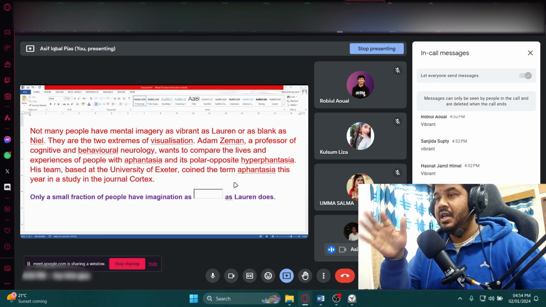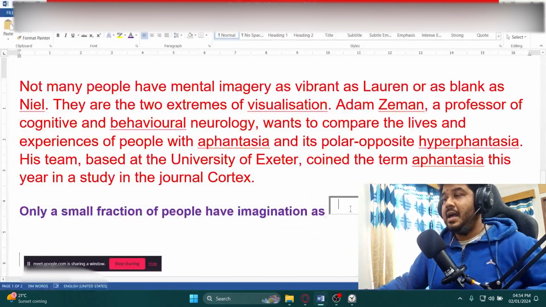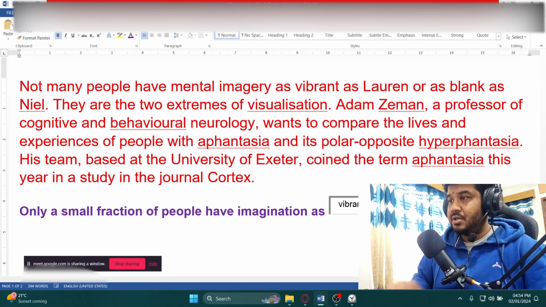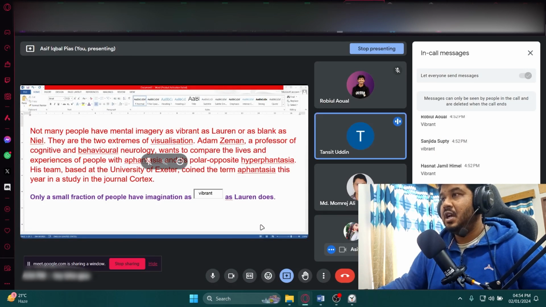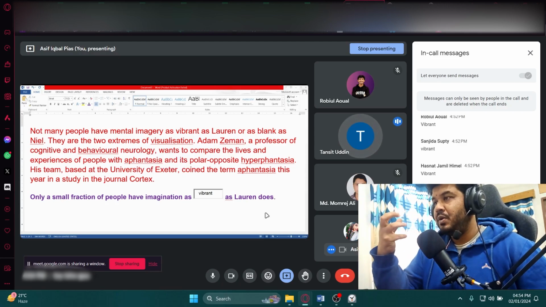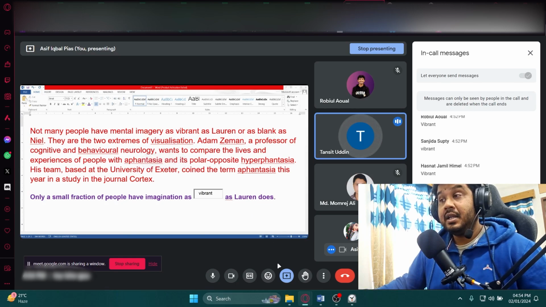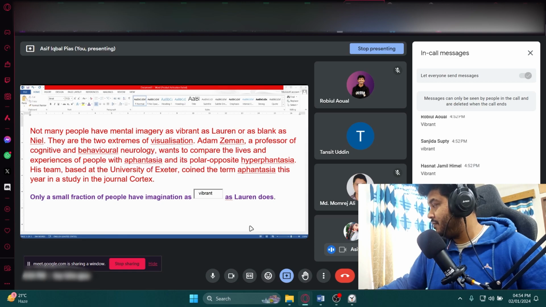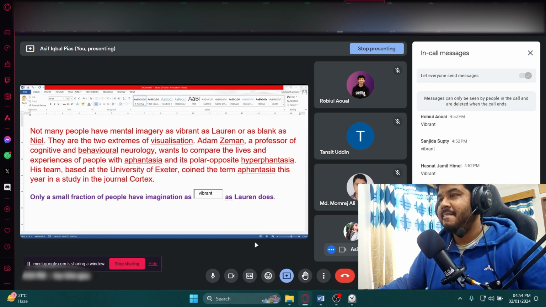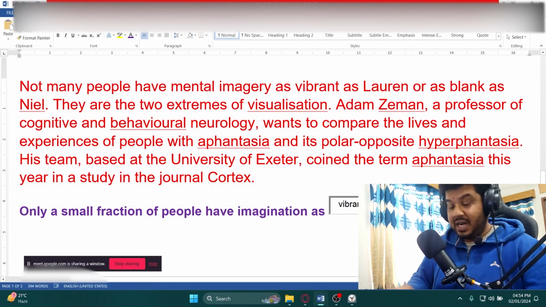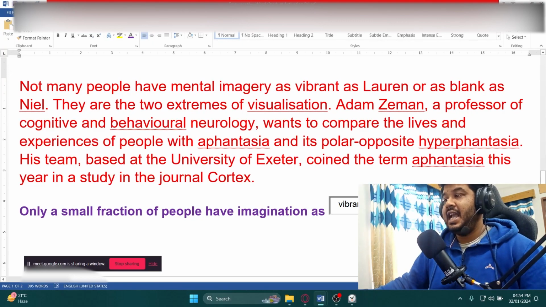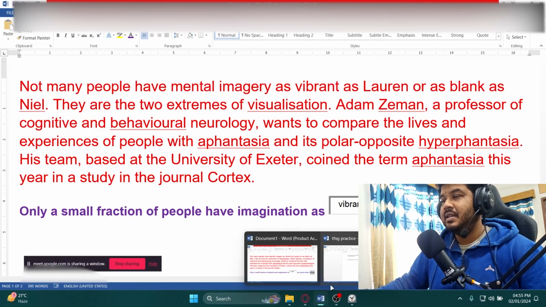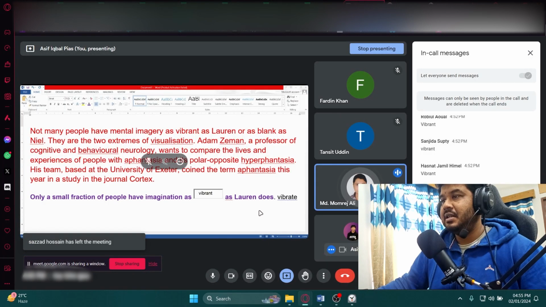Right? So Lauren has vibrant imagination. Vibrant means very colorful, the color pops out, very colorful, clear, contrasting. Now, the way a phone vibrates, is that the same word? I don't think so. Our phone vibrates. The word is vibrate, from vibration: vibrate, vibration. Does that make sense?